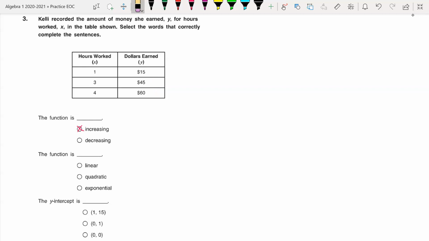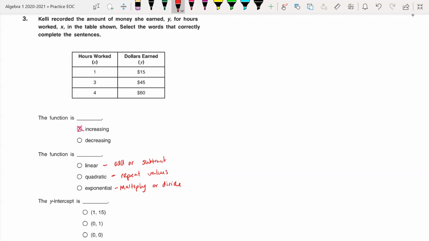So the function is increasing. And that one should be fairly easy. And then it says the function is linear, quadratic, or exponential. Linear means I'm adding or subtracting every single time. Exponential means I multiply or divide by the same number every single time. And then quadratic can have repeat values. It's the easiest way to tell the difference.